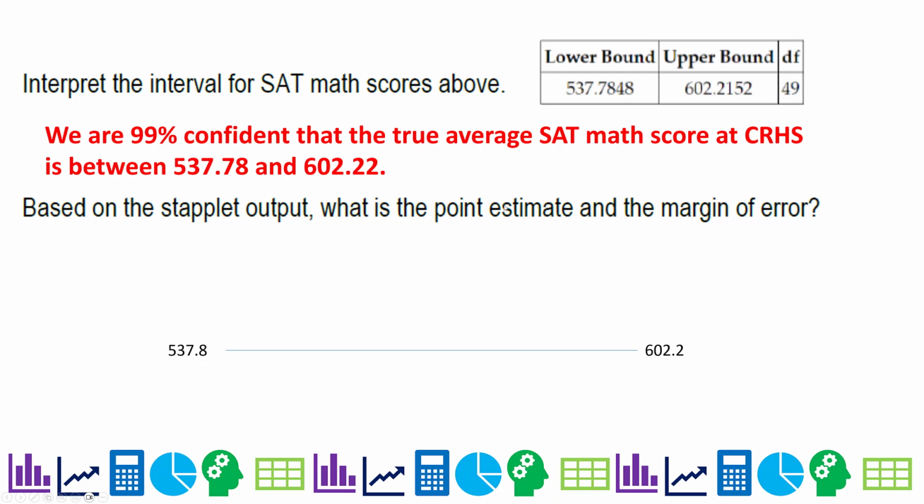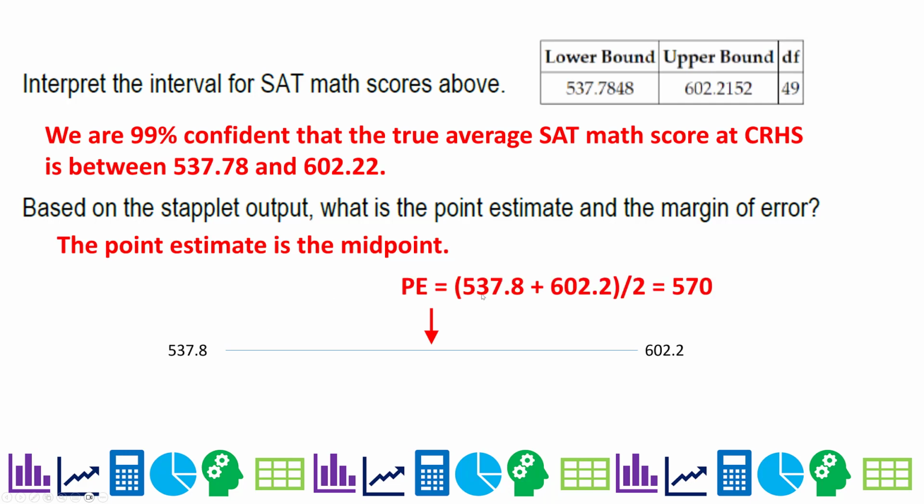So based on the Stapplet output, what is the point estimate and the margin of error? What I'm doing is using a little number line to show the lower and the upper bounds on my interval. The point estimate is the midpoint. It goes right there, so it needs to be halfway. For me, the easiest thing to do is just average these two. Add the 537.8 and the 602.2, divided by 2, and we get 570.